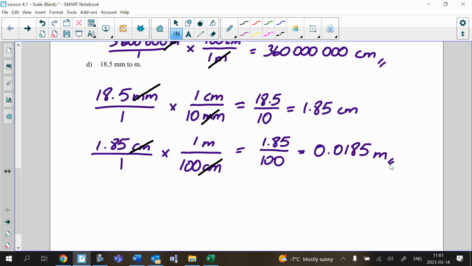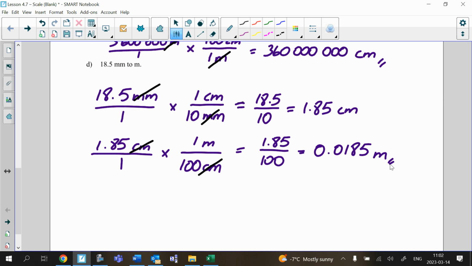Conversion factors work nice because you're always multiplying. Yes, we ended up dividing after, but we always started with multiplying. Whereas if you try and maybe do it in your head right from the beginning, it might be hard to remember when you multiply and when you divide.